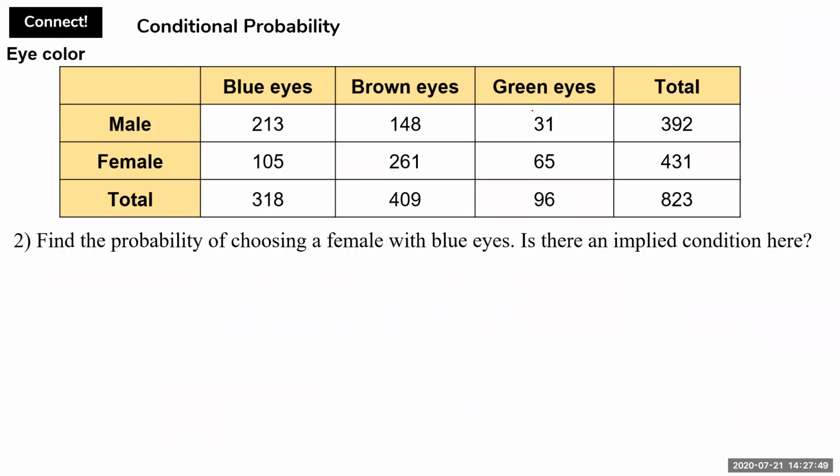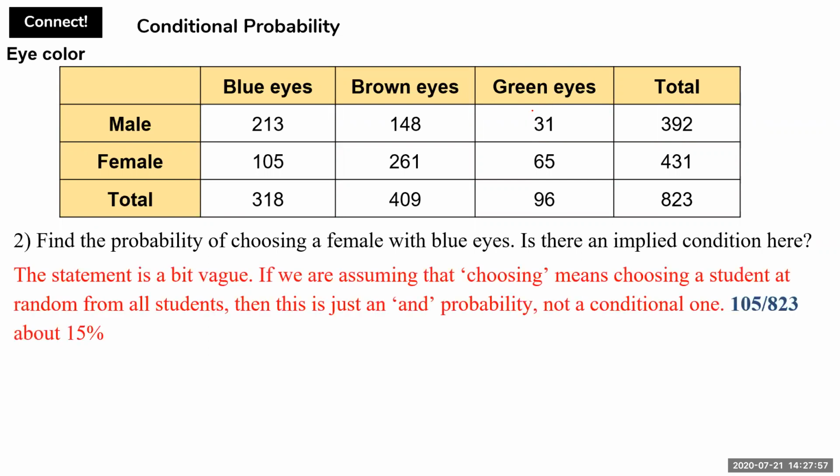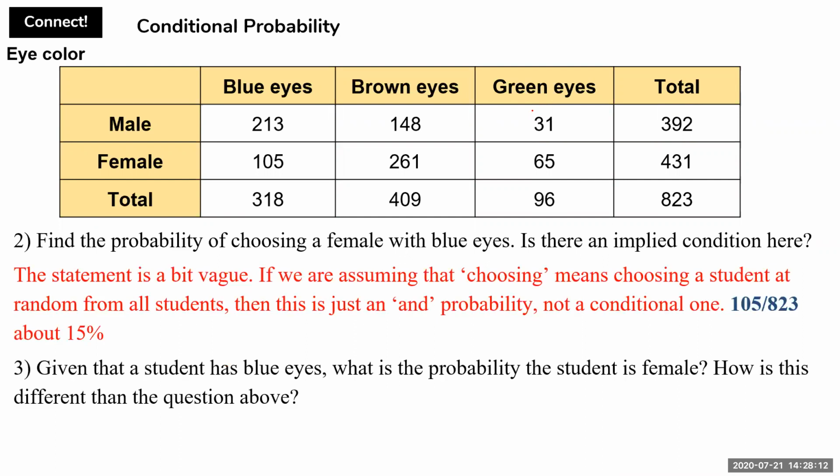Now, find the probability of choosing a female with blue eyes. There's no implied condition here, right? We are assuming that choosing means choosing a student at random from all students. So we have to use the whole total. Is that right?